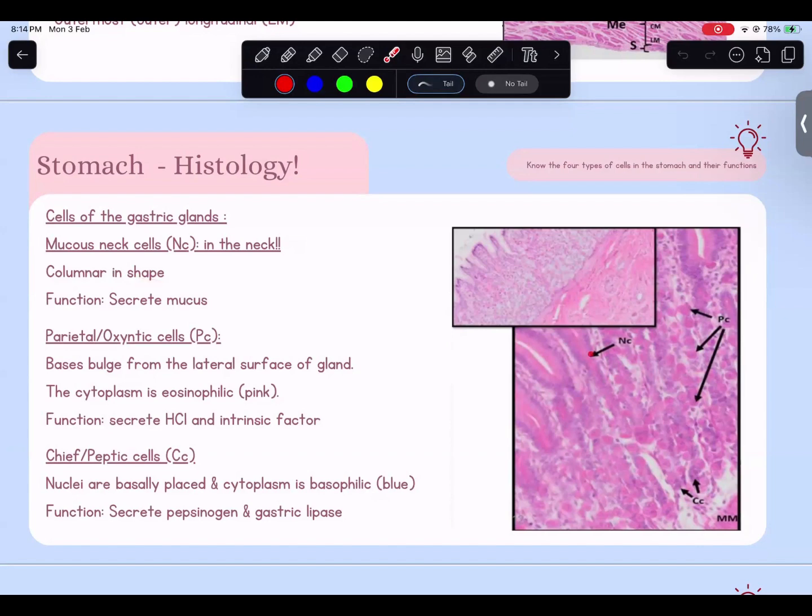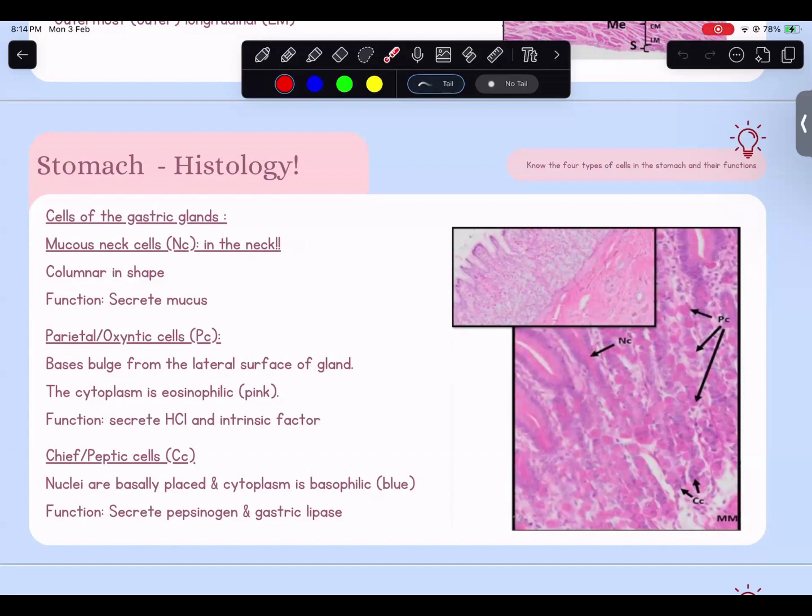Here you can see these neck cells. They're located in the neck of the gastric glands or gastric pit, basically. That's why their name is mucous neck cells. Okay, they're in the neck. So they're columnar cells, and they're going to secrete mucus.